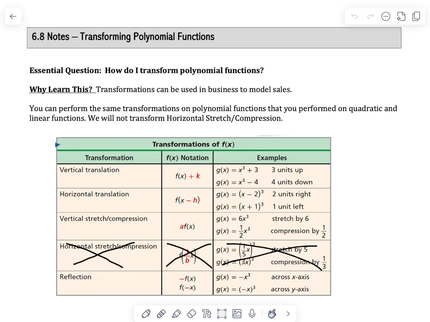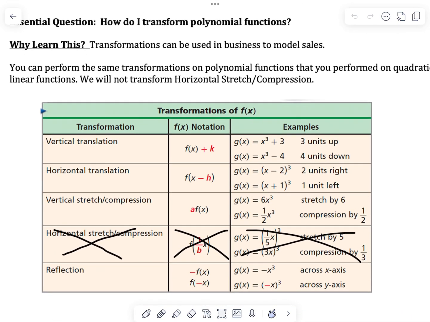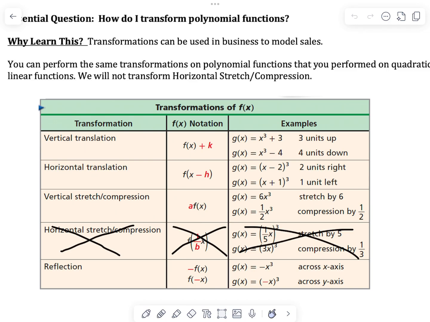All right, here's a lesson on transforming polynomial functions. So in a previous chapter, we worked with transforming quadratic and linear functions, and I did cross out that we won't focus on horizontal stretches and compressions. So in this table, it shows you the first transformation. If we do a vertical translation, what's going to happen is we're going to have a plus or minus k.